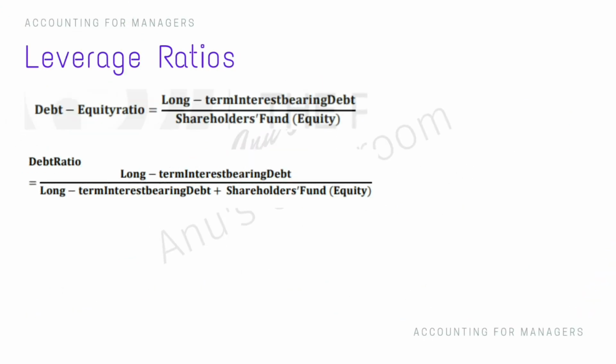Then we have the leverage ratio, and mainly it is either the debt equity ratio or the debt ratio. The debt equity ratio is found by taking the long term interest bearing debt divided by the shareholders' fund. And the debt ratio is found by taking the long term interest bearing debt divided by the long term interest bearing debt plus the shareholders' equity.